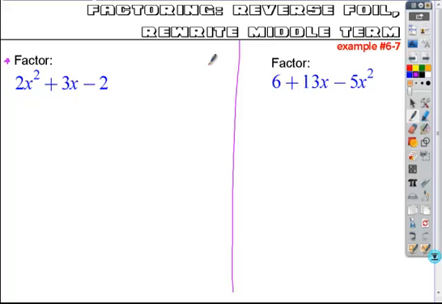In this one, if I see these, my first and last terms are prime numbers, meaning there's not a whole bunch of different combinations. So if I test this by trial and error, my only possible combination for my first is going to be 2x and x. I don't have to test anything else. And the combination for my last is either plus 2 and minus 1, minus 2 and plus 1, plus 1 and minus 2, minus 1 and plus 2.